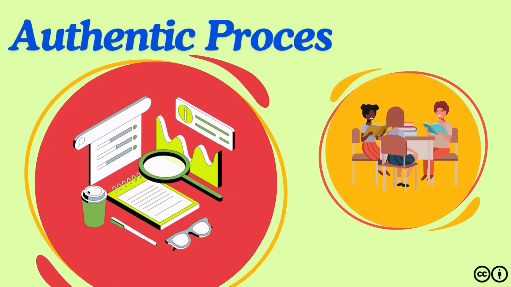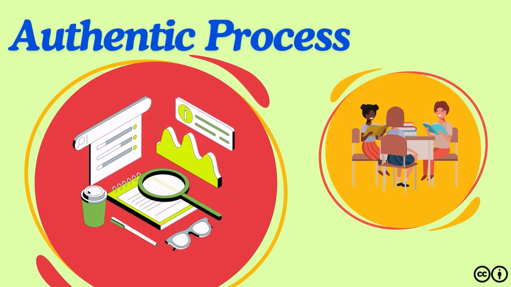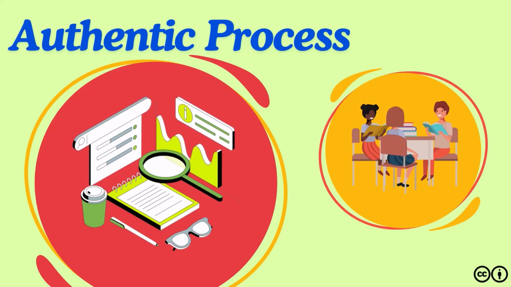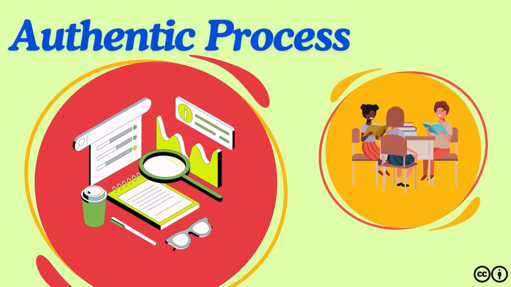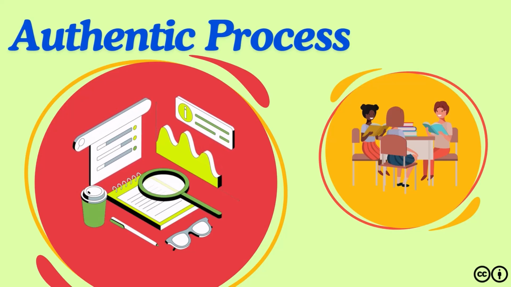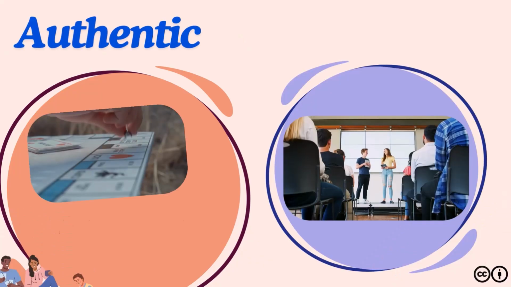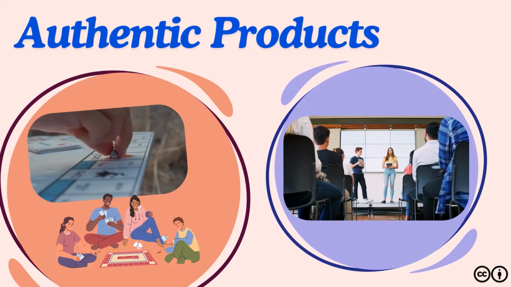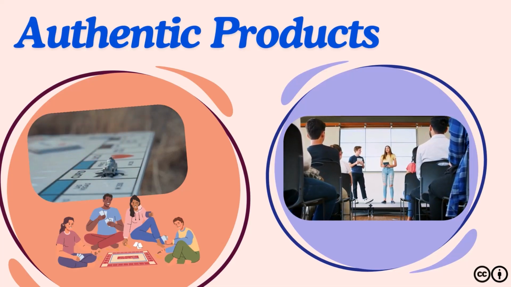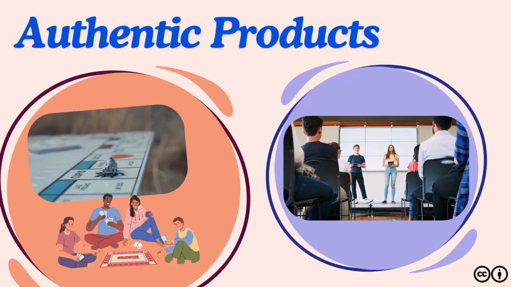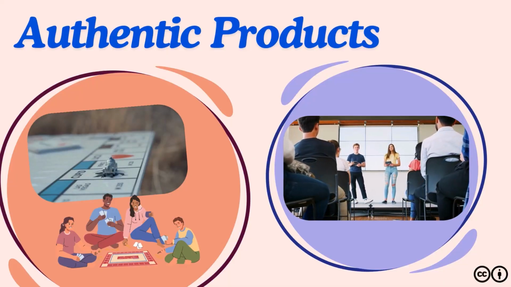Authentic process is involving the student in their learning. An example of how this can be achieved is by having students split into groups to work together to research the lesson contents. Authentic products is to do something that holds the learner accountable. This is achieved by having the learner create a presentation or play a game built with questions from the content, like Monopoly.